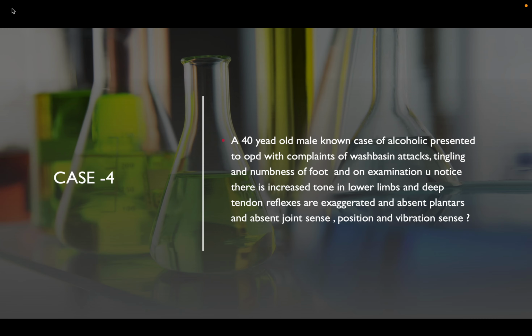So this is a 40-year-old male, known alcoholic, presented to OPD with complaints of wash basin attacks and tingling and numbness of the feet. On examination, you notice there is an increase in tone in the lower limbs, and deep tendon reflexes are exaggerated. There is an absent plantar reflex and absent joint position sense. So he is an alcoholic. Wash basin attacks are generally, there are different kinds of ataxia.